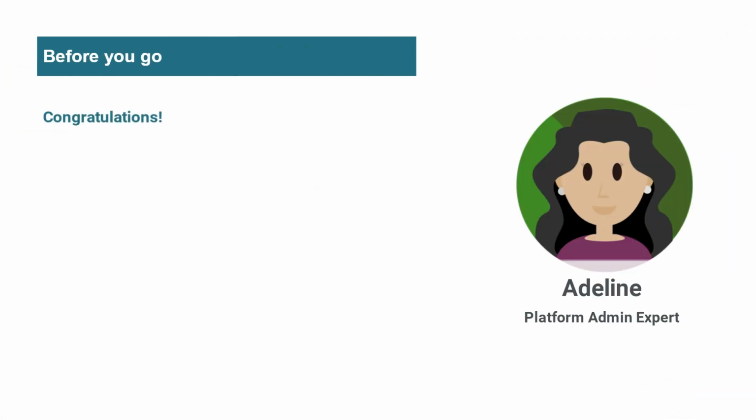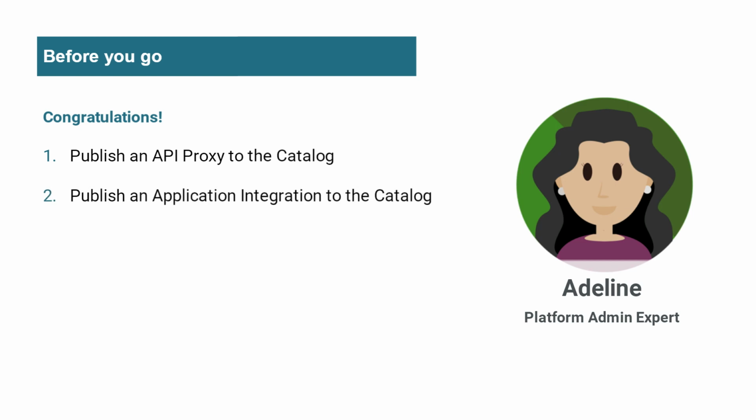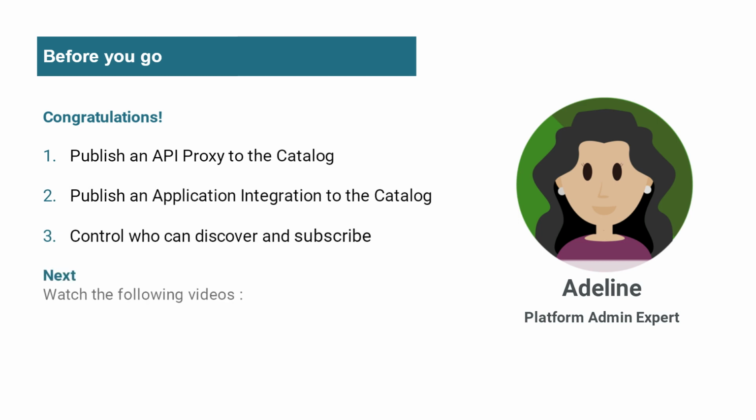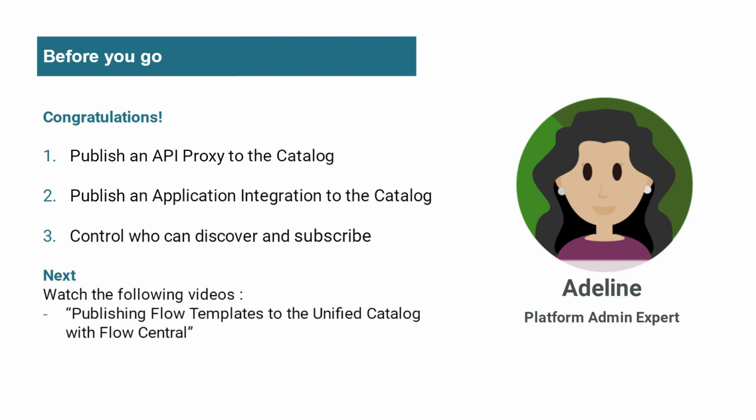Congratulations! Now you're able to publish an application integration to the catalog, publish an API proxy to the catalog, control who can discover and subscribe. Next, you might be interested in watching videos, publishing flow templates, and subscribing to catalog content.